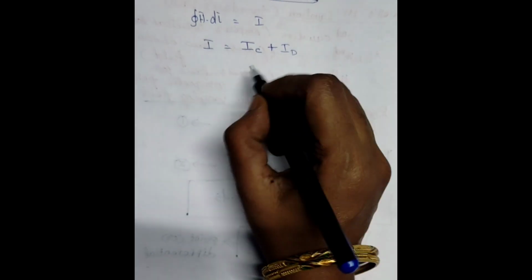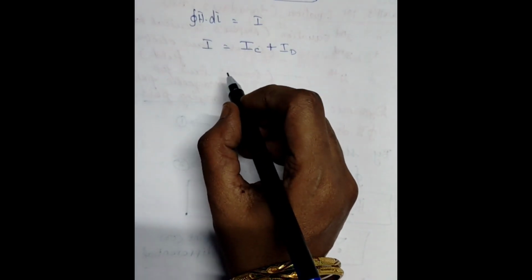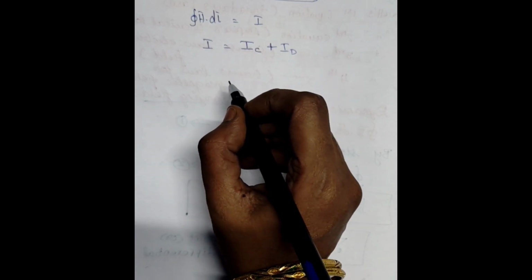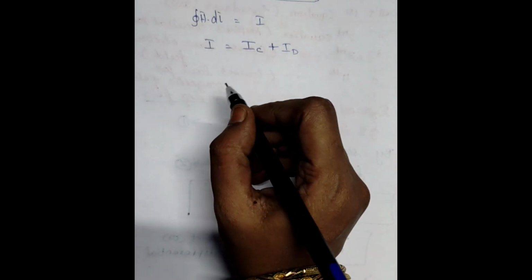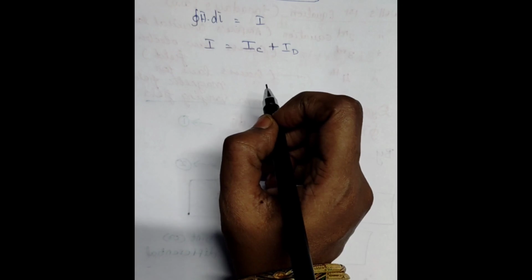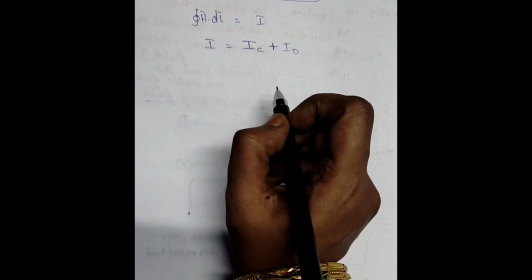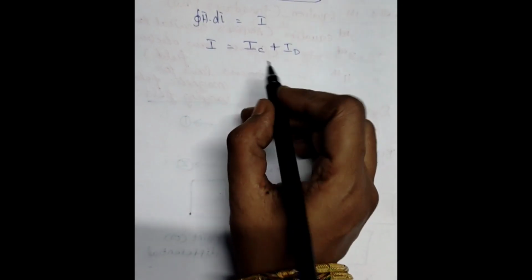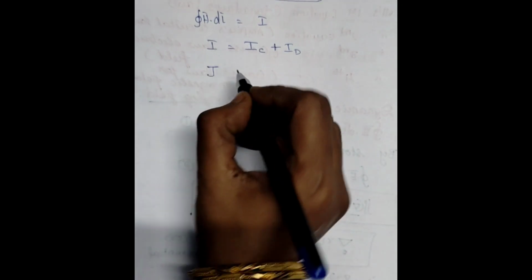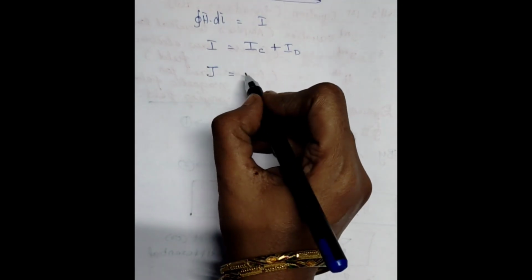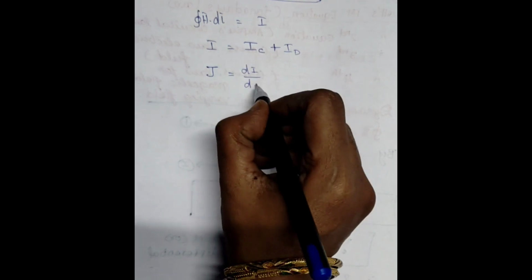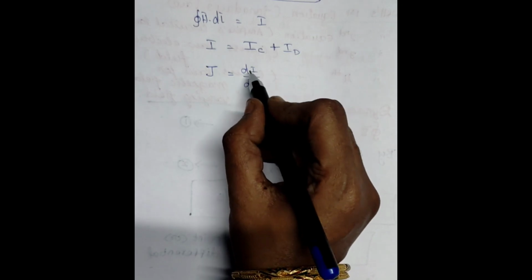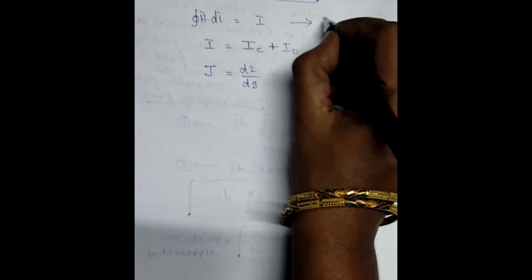Before that, I have already taught you several types of densities. Charge density is charge per surface, flux density is flux per surface, electric flux density is electric flux per surface, and magnetic flux density is magnetic flux per surface. Similar to that, current density J is current per surface, so J equals di divided by ds. Take this as the first equation.